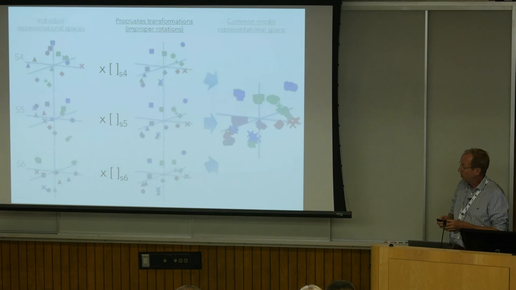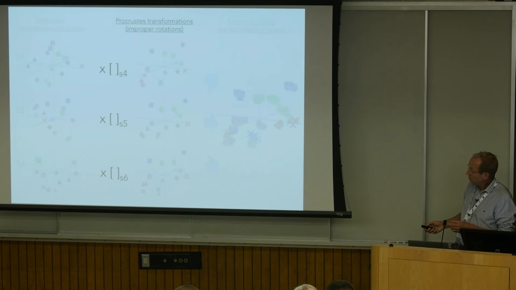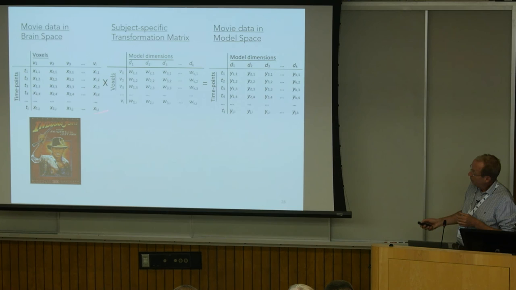So the secret is these transformation matrices. And this is what it looks like in terms of matrices. We start off with the movie data in a brain space where the columns are voxels and the rows are time points, with 1,300 time points for one half of the movie. And we find the subject-specific transformation matrix using the Procrustes transformation. This is a closed-form solution. It finds the optimal orthogonal matrix to rotate this subject to the template. And it's a simple matrix multiplication.